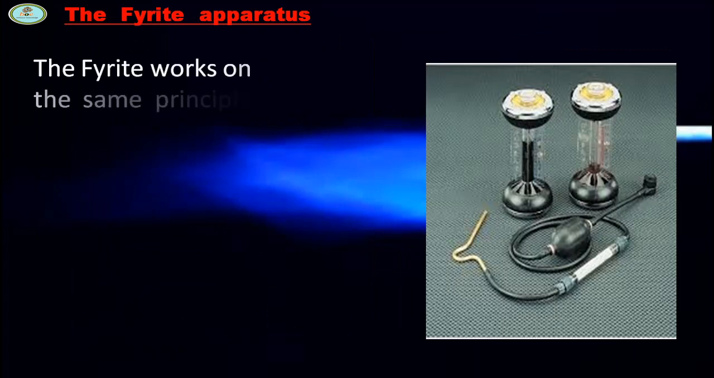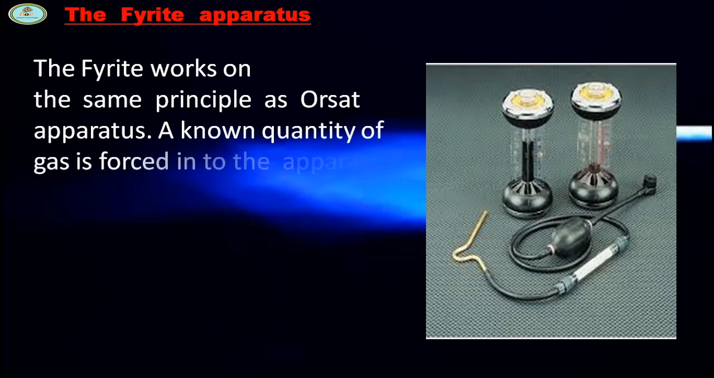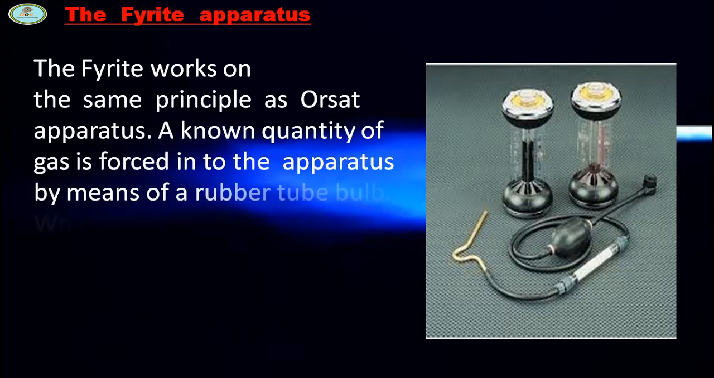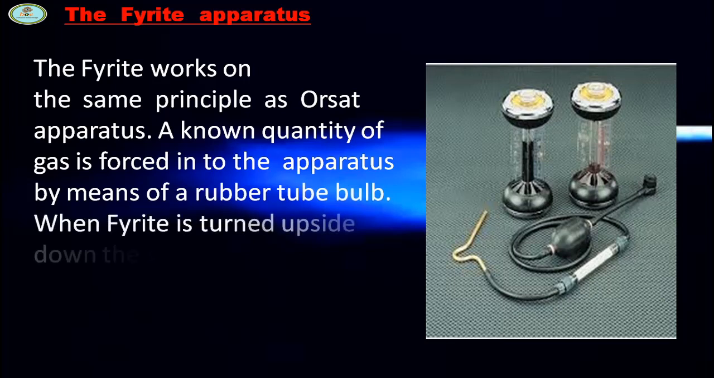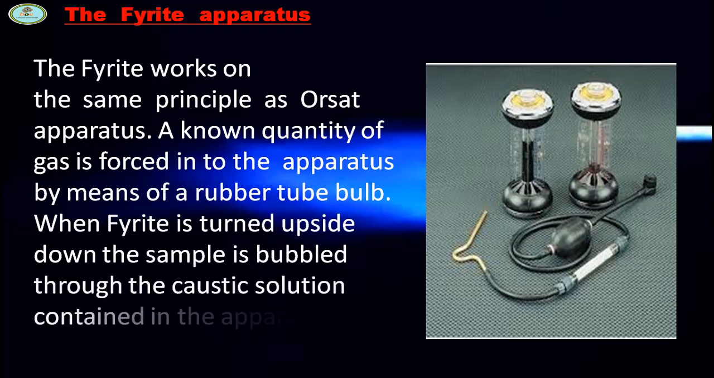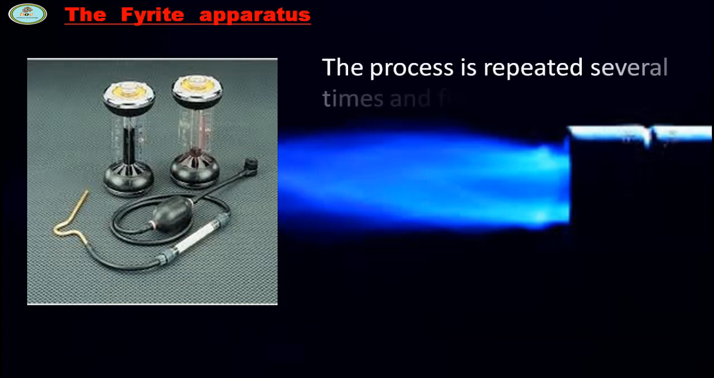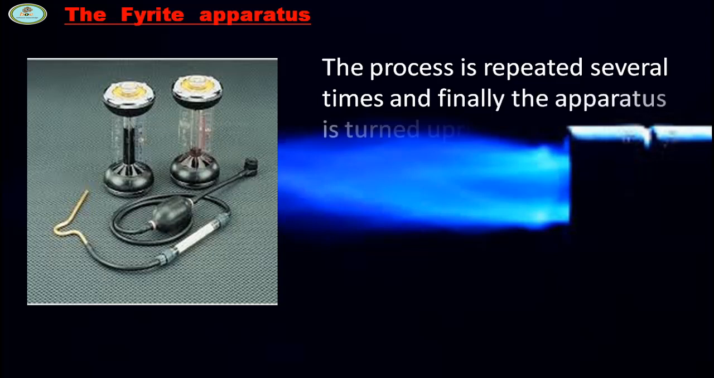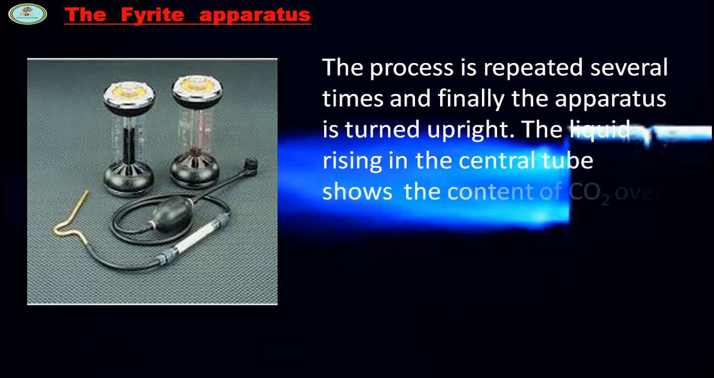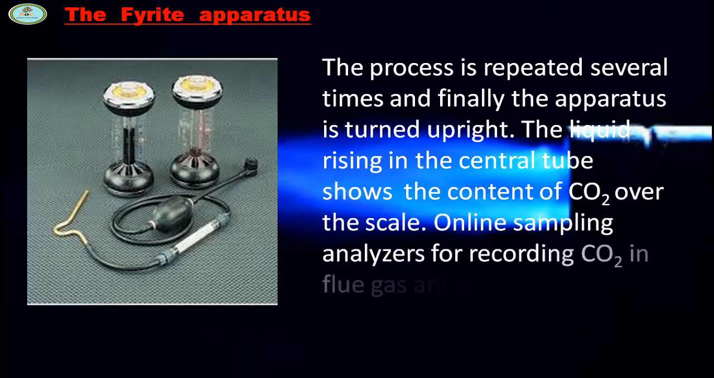The Fyrite apparatus. The Fyrite works on the same principle as the Orsat apparatus. A known quantity of gas is forced into the apparatus by means of a rubber tube bulb. When the Fyrite is turned upside down, the sample is bubbled through the caustic solution contained in the apparatus. The process is repeated several times and finally the apparatus is turned upright. The liquid rise in the central tube shows the content of CO2 over the scale. Online sampling analyzers for recording CO2 in flue gas are also available.